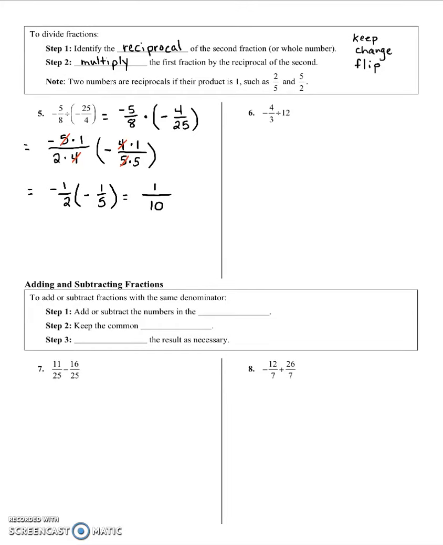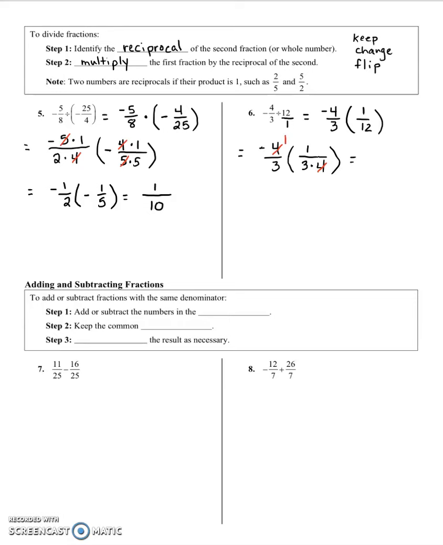So for this one, remember, we have a whole number 12, which we can write over 1. And now we do the keep, change, flip. So we have -4/3 times 1/12. So we can leave the -4/3 alone. 12 is 3 times 4. So we'll change that denominator into 3 times 4. Now we can cancel the 4s. Remember, that leaves the 1 here.